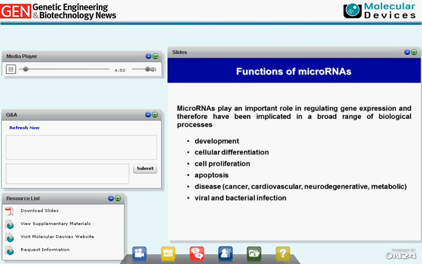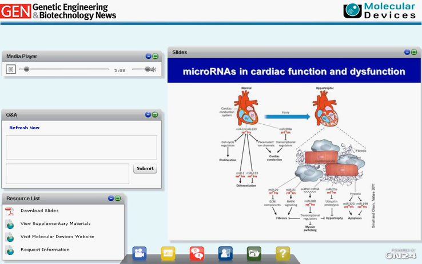MicroRNAs have been involved in a wide variety of biological processes such as development, cellular differentiation, cell proliferation, apoptosis, several forms of diseases, and also viral and bacterial infections. Not surprisingly, they have also been related to different aspects of cardiac function and dysfunction. In this slide, you can see just some of the microRNAs that have been described to affect, for example, hypertrophy, fibrosis, conduction, and several other aspects of cardiac biology.